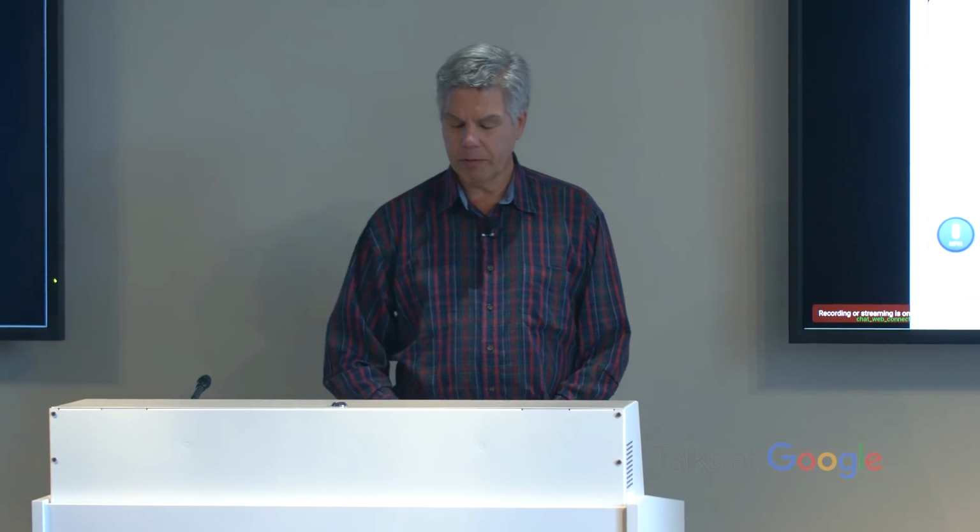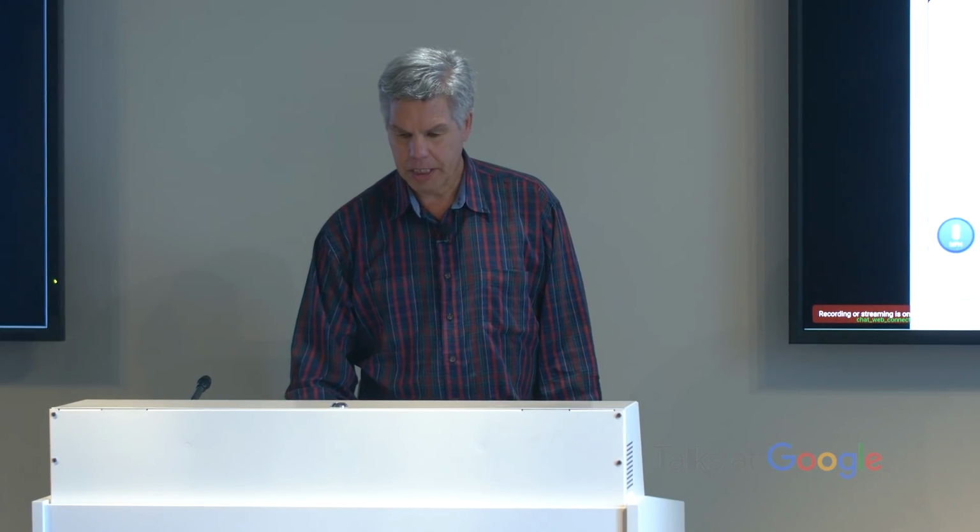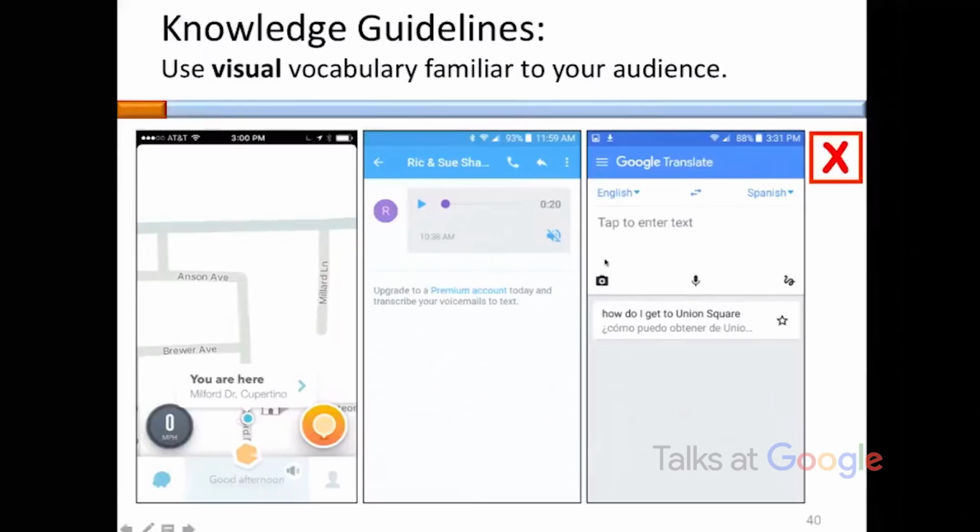And here's one of my pet peeves: what is the symbol for a menu? Well, over here in Android's voicemail app, the menu is 3 dots. In Google Translate, it's the hamburger. In Waze, it's a dancing pig.